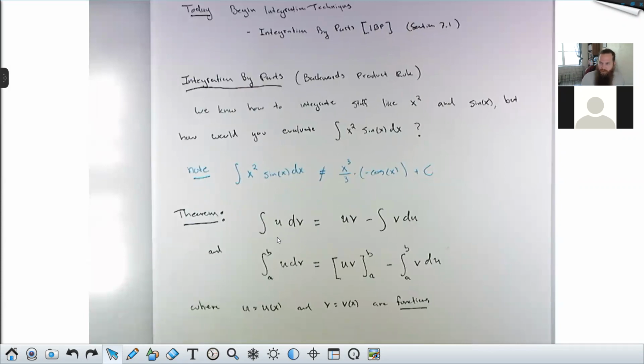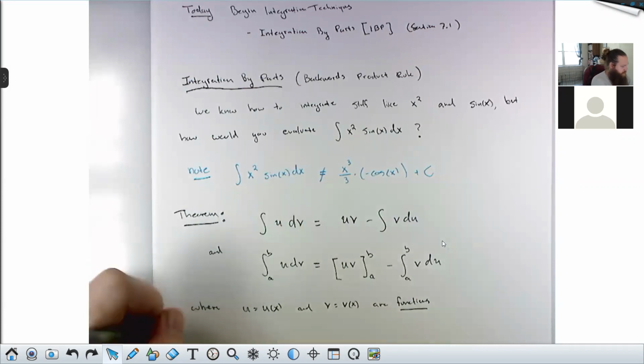Now this might look weird. It doesn't immediately look like a product rule thing, right? This looks quite different from the product rule. But let me rearrange some stuff for you.